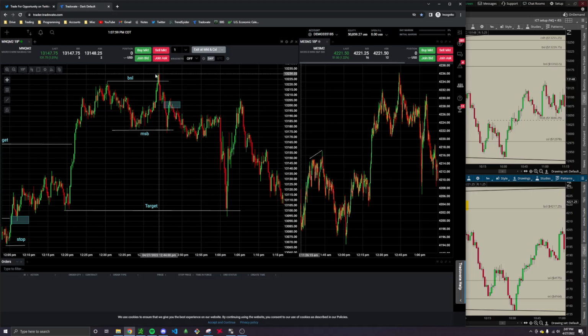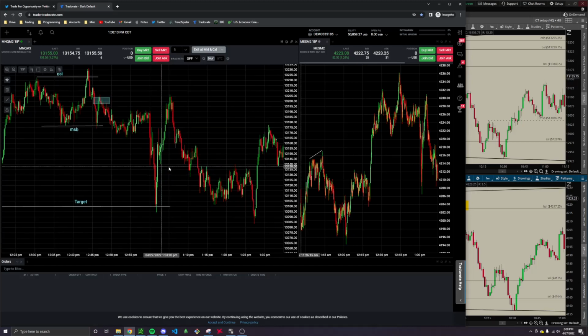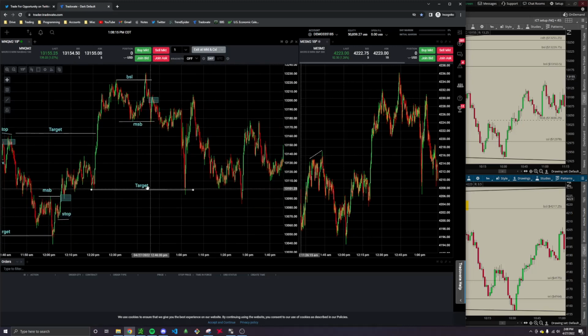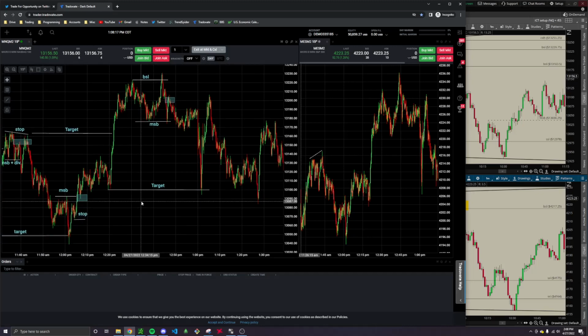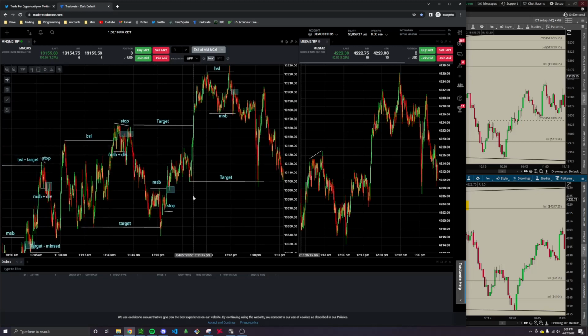It could have easily gone above these highs and put a stop right here. Probably would have been a failed trade, but because of whatever happened here, it did attack some liquidity, stop out a few people and reverse the other direction to essentially screw them over. But yeah, that's pretty much all I wanted to go over.